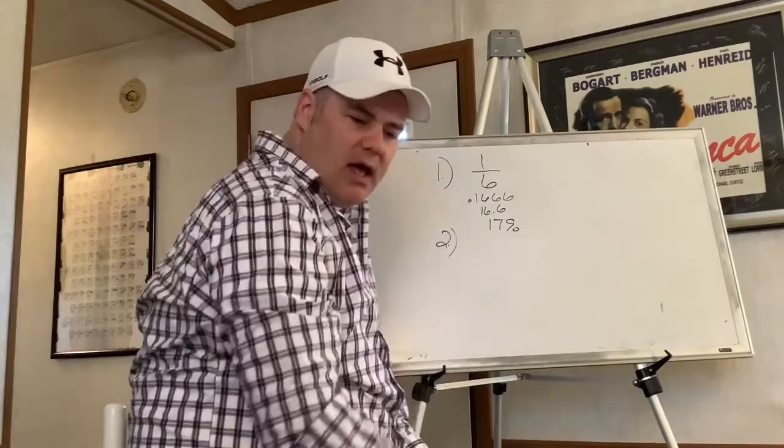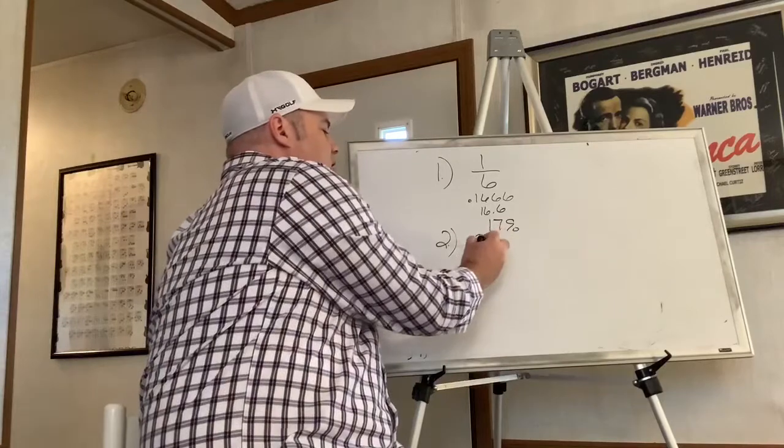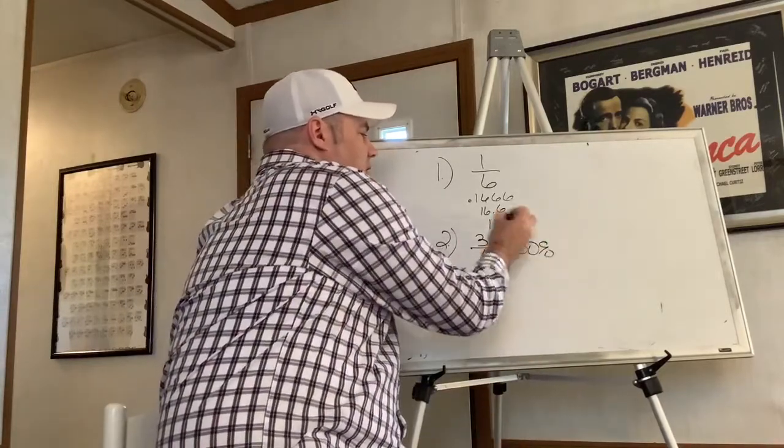Okay, rolling an odd number. So there's 3 odd numbers. So you have 3 out of 6. That divides into 50%. Okay.